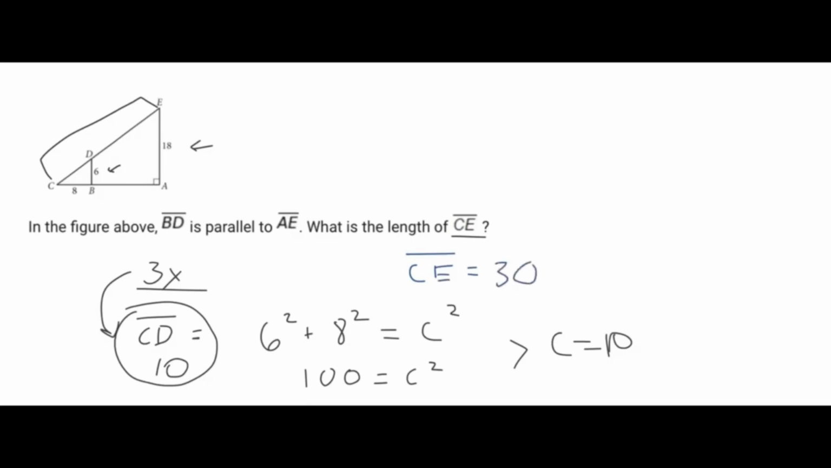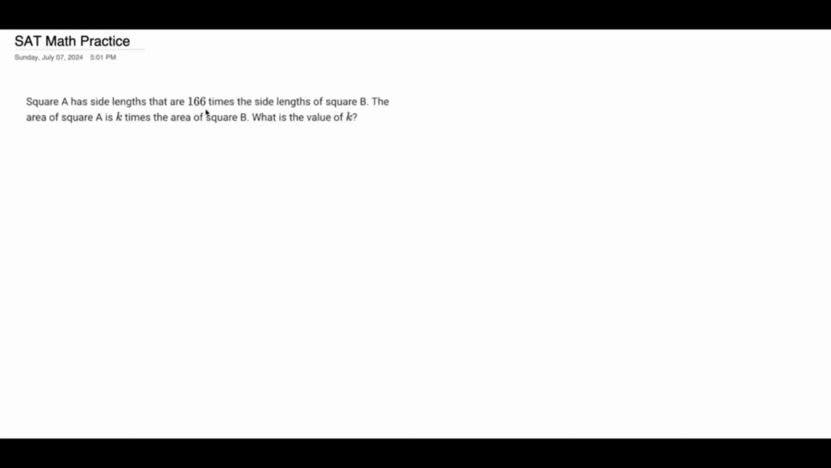It has side lengths that are 166 times the side length of square B. The area of square A is K times the area of square B. What is the value of K? So it's a very straightforward question. You can draw a diagram if you want to visualize it.